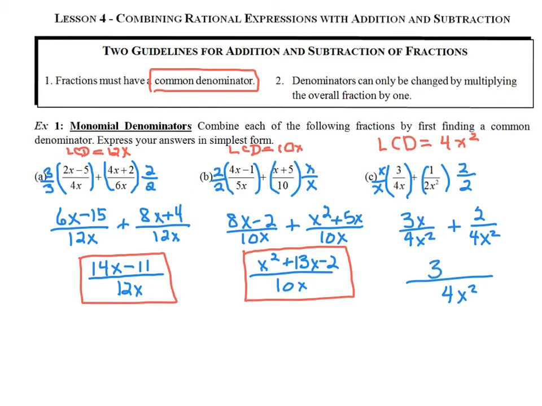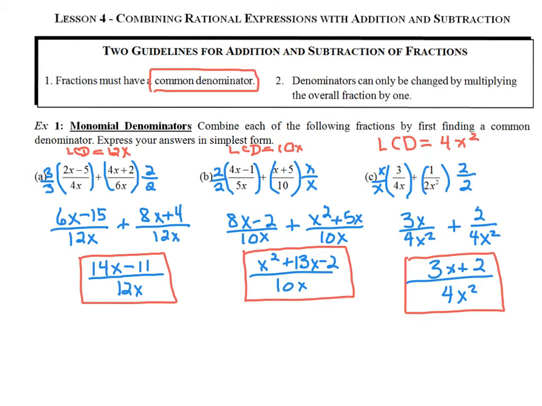Add together my numerator. Well, these are not like terms, so I'm just going to have to write it as 3x plus 2. And again, don't be tempted to try to cancel off any x's because the numerator has a polynomial, so I can't just take off part of that polynomial.